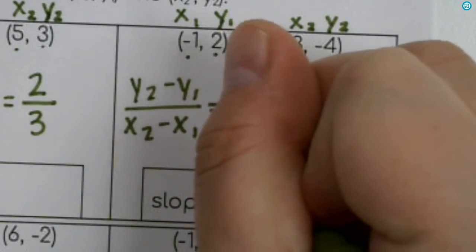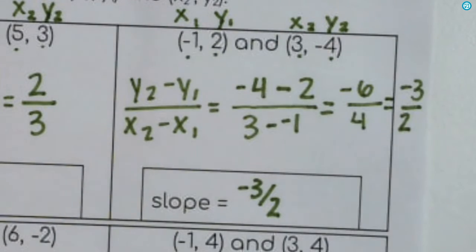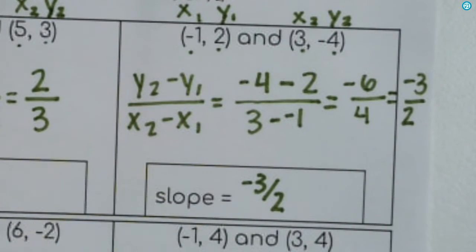So to simplify a fraction, you see if there's anything that you can divide both the top and the bottom of your fraction by evenly. So we've got negative 3 over 2. Hey, any questions about the slope formula right now?